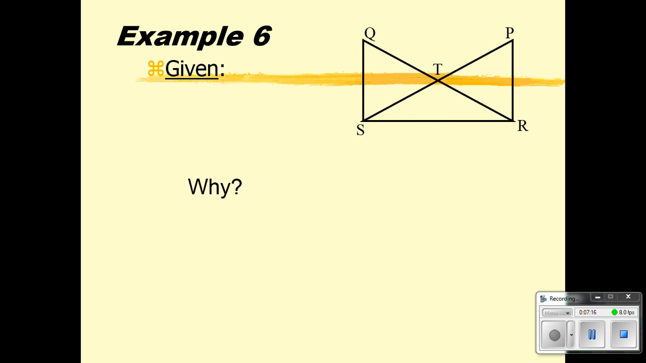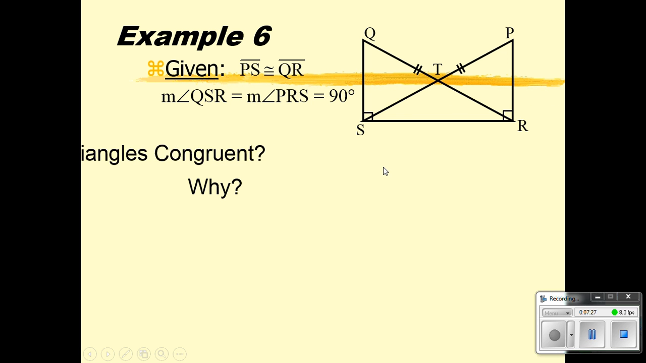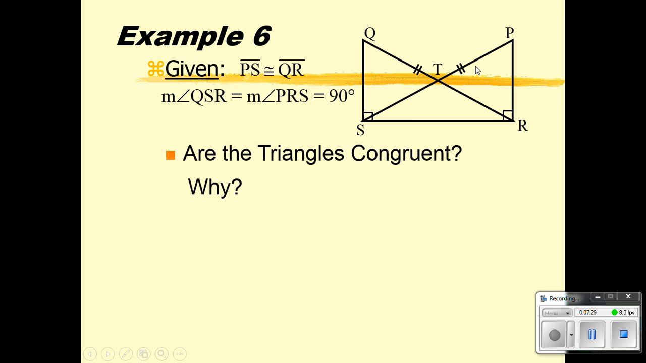All right, so we are given that PS, that's this long side, is congruent to QR. That's the hypotenuse of these right triangles. We know that these are 90-degree angles. So S and R are 90-degree angles. So I've got these sides are congruent. Let's see, it's a 90-degree angle.